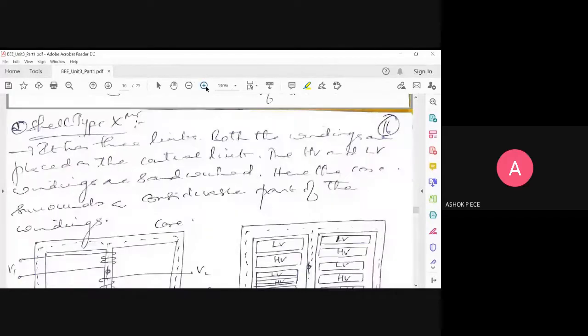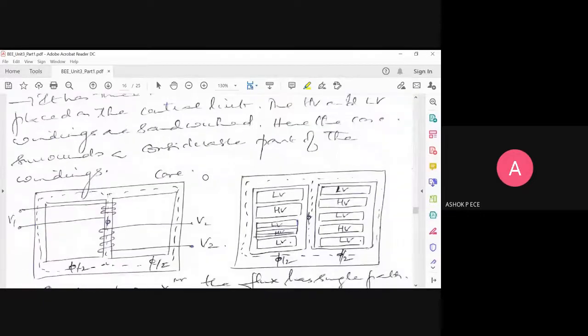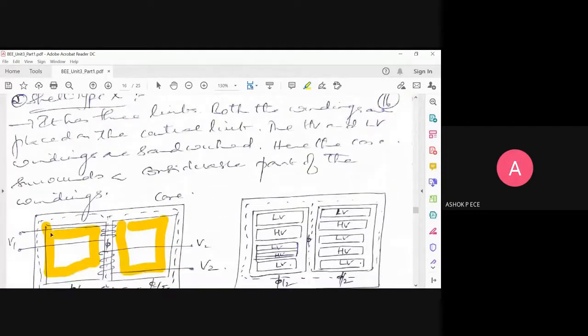So the second one is the shell type transformer. See here, in the shell type transformer, the core is going to have two hollow gaps. This is one portion where you have an air gap, and this is another portion where you have an air gap. So the core is going to have two hollow portions, so it is going to have three limbs.